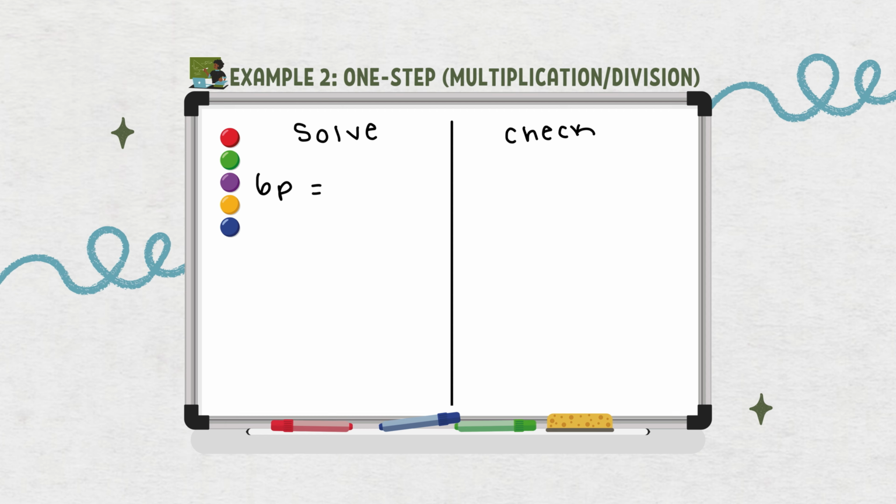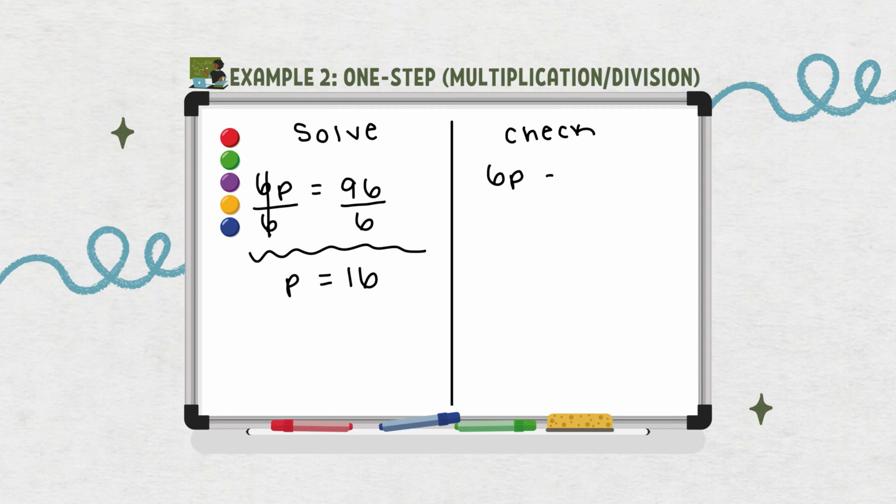Example 2. Here we have 6p equals 96. On the left-hand side, this says 6 times p. And we want p to be alone, so we have to do the inverse of multiplication, which is division, which means that we have to divide both sides by 6. 6 divided by 6 is 1, so we just cross it out, and that leaves us with p. So p equals 96 divided by 6, and that's going to be 16. So here we have p equals 16.